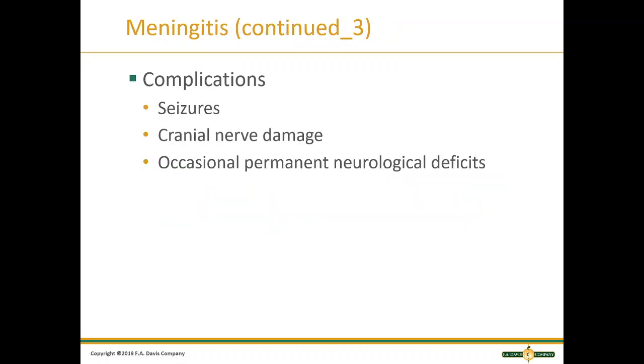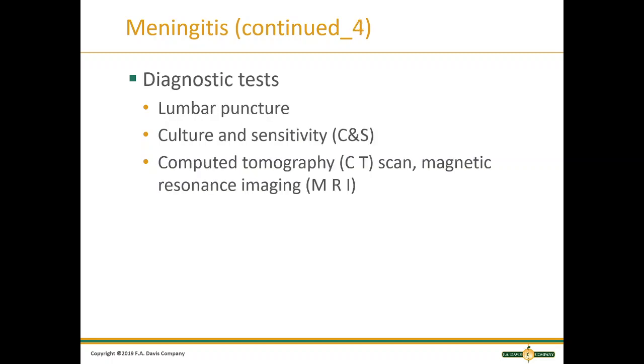Okay, we can see seizures coming from complications of meningitis, permanent cranial nerve damage, and possible permanent neurological deficits. Lumbar puncture is how this is diagnosed, which we saw in the previous chapter, chapter 47. There was an illustration of someone getting a lumbar puncture where they take that fluid and test it. Culture and sensitivity, they'll do CTs and MRIs.